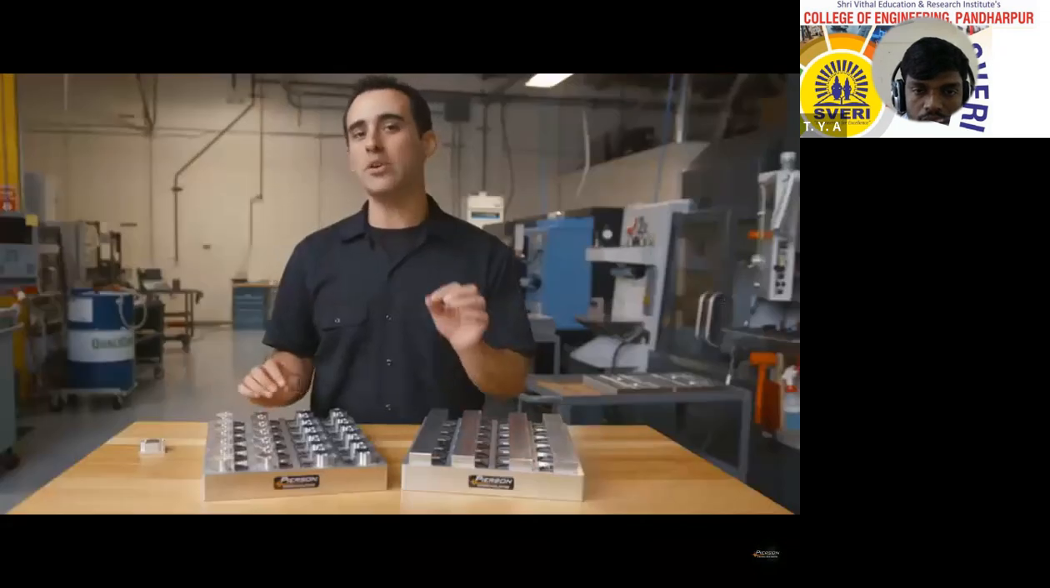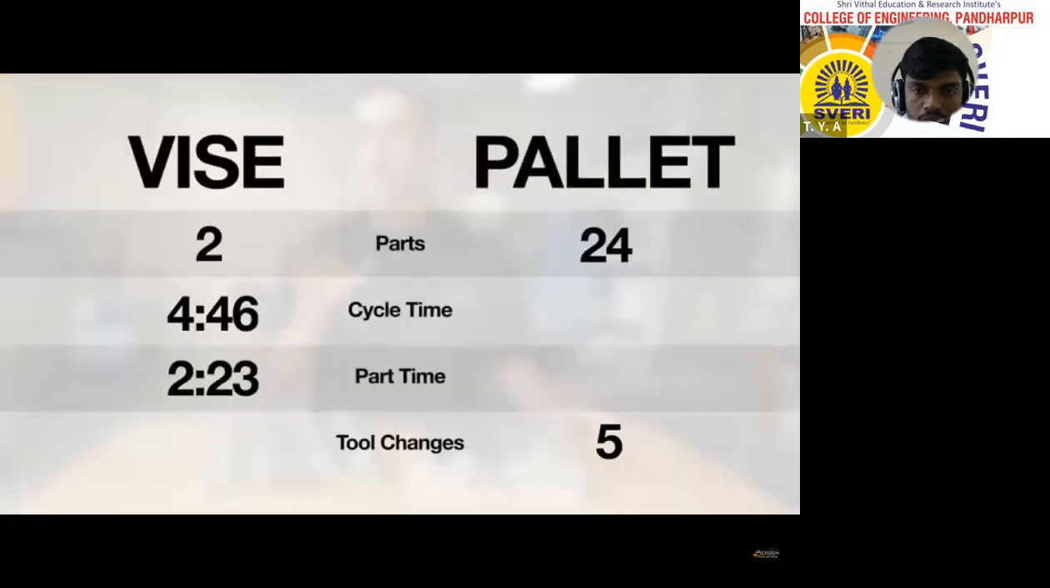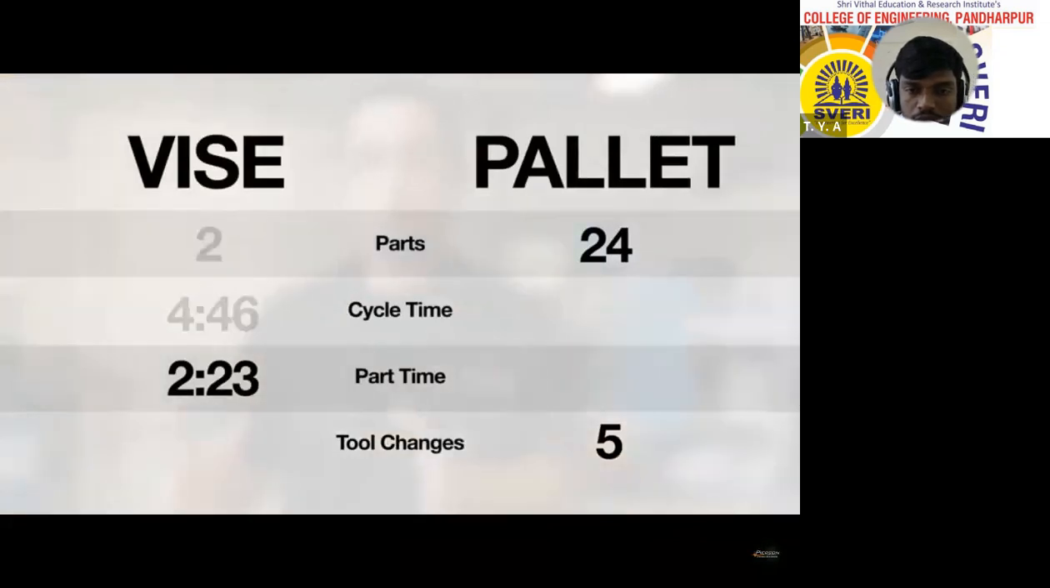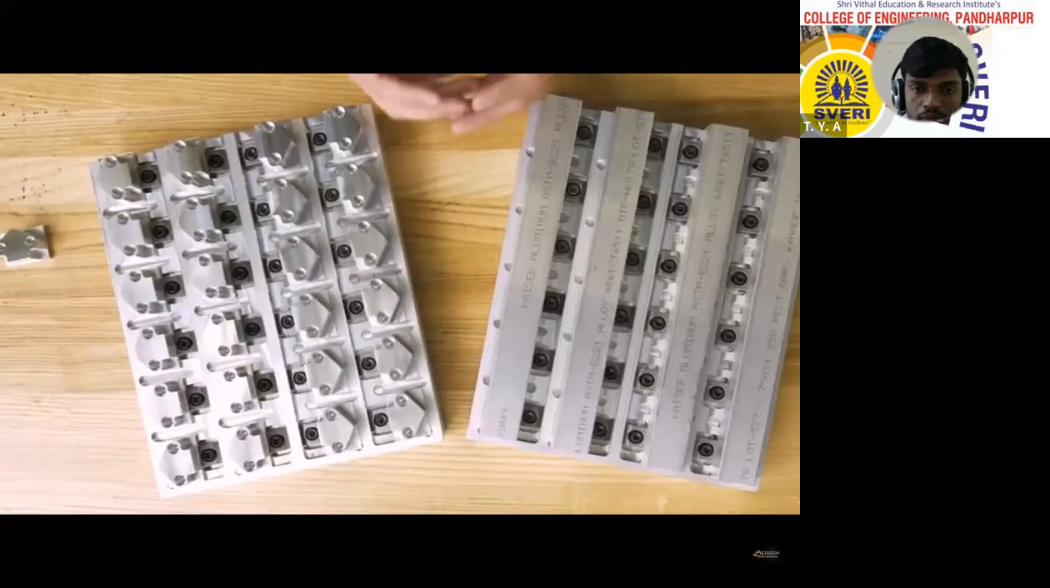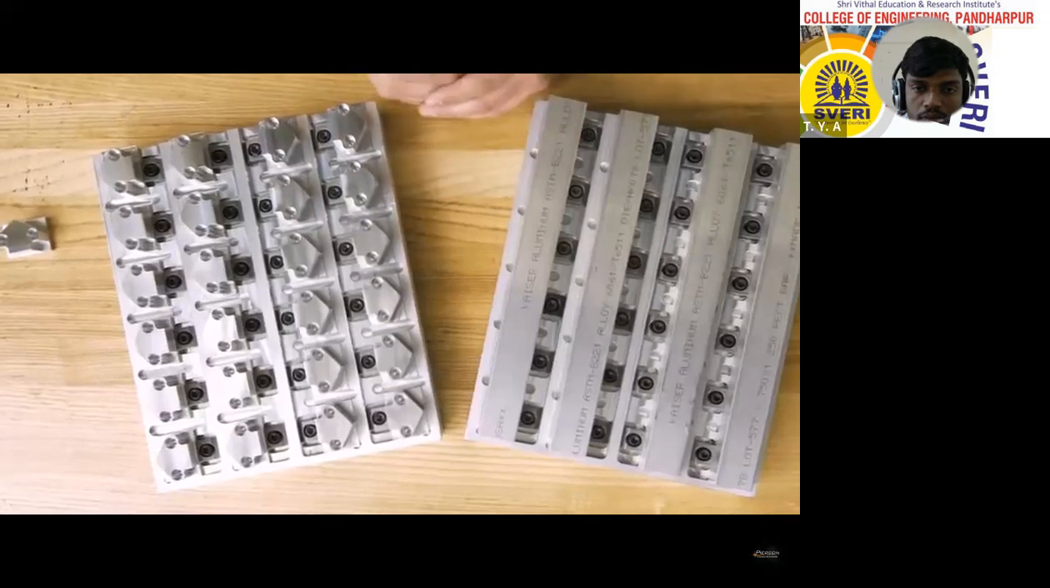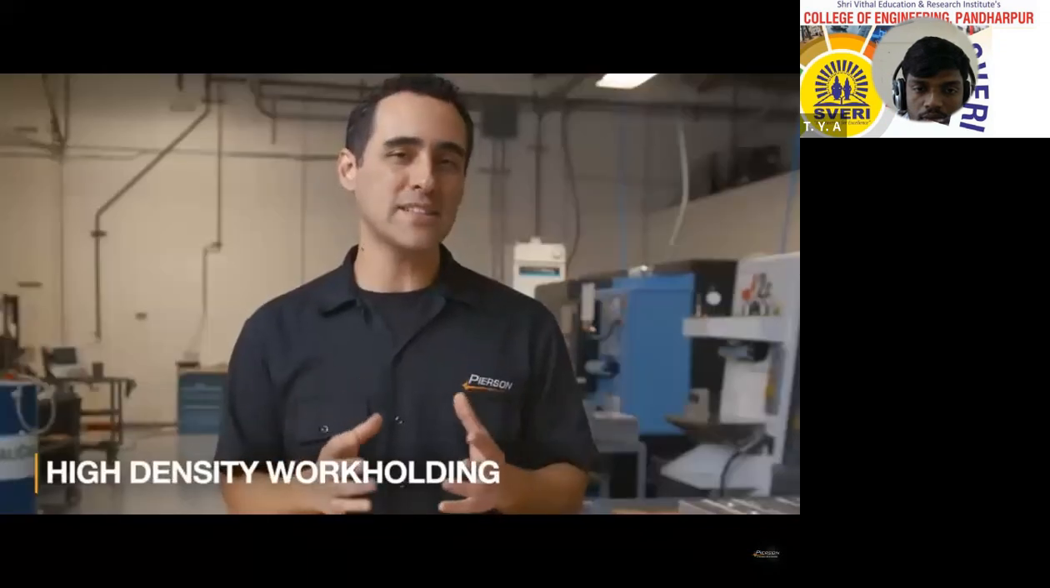Same tools as before, but we still only had a total of 5 tool changes for all 24 parts. Now, to produce 24 parts 2 at a time in a vise would have required 60 total tool changes. That's a huge time boost right there, not to mention the additional wear on the holders and the tool changer itself. We're also machining the parts in closer proximity to each other, so there's less time spent traveling to the next part. This is why we've coined the phrase high density work holding.